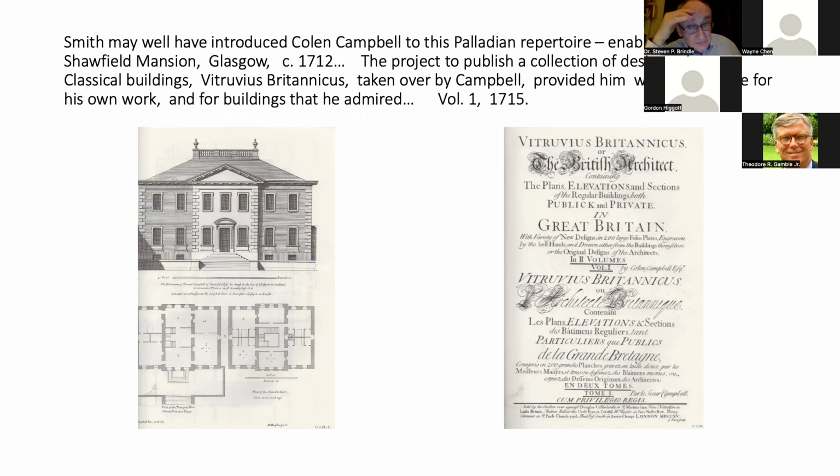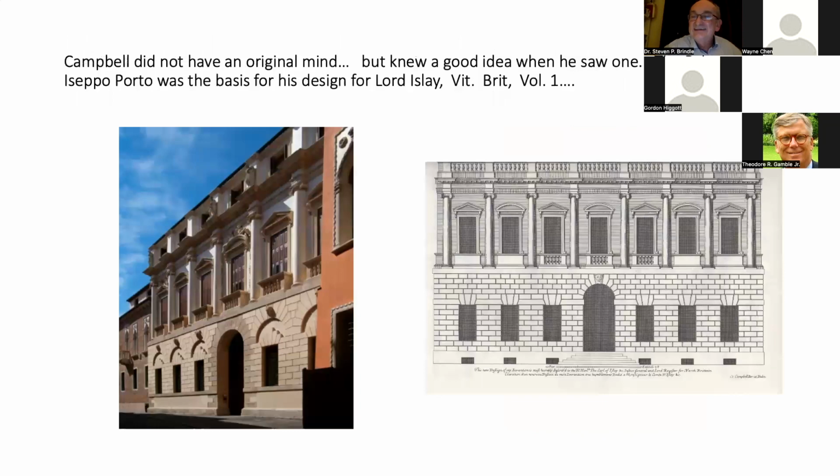And in London, he took over the project to publish a collection of fine new classical buildings called Vitruvius Britannicus. And he made it something of a vehicle for himself. Campbell was not, it has to be said, a very original designer, but I think he understood the appeal of Palladio's clear, simple, rational architecture, and how that might be appealing to the Protestant sensibilities of the English and Scottish elites.